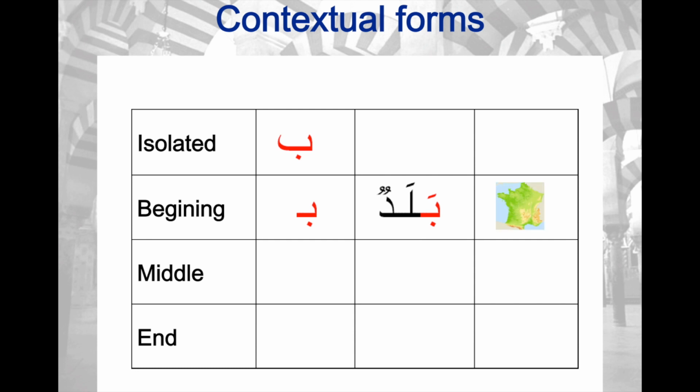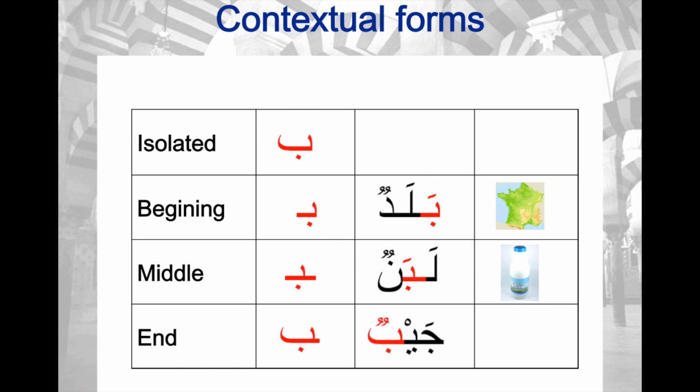In the middle, it is written like this, as in the word laban, which means milk. Now, if the letter ba is in the final position, we write it this way, like in the word jaybun, which means a pocket.